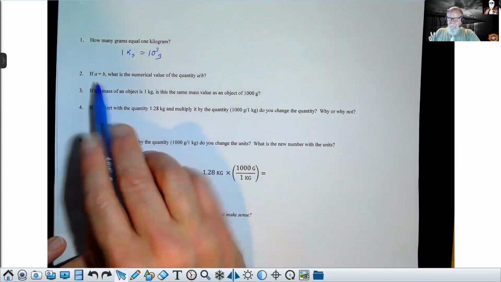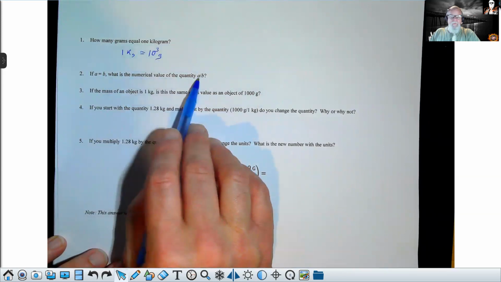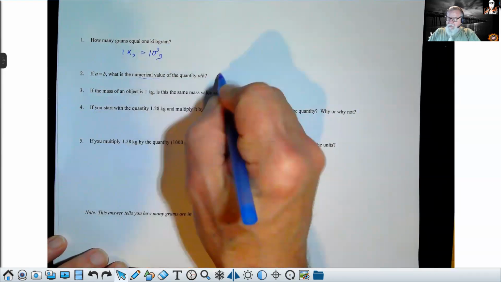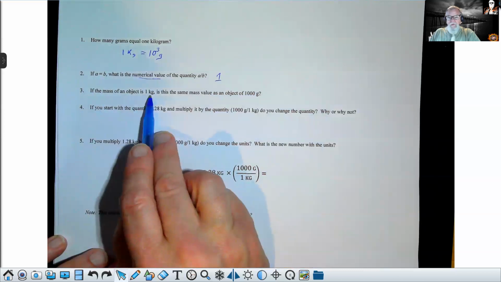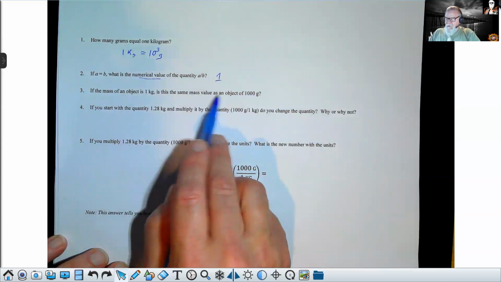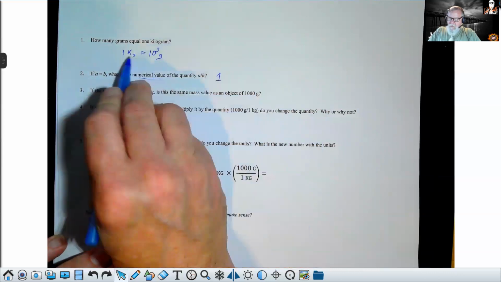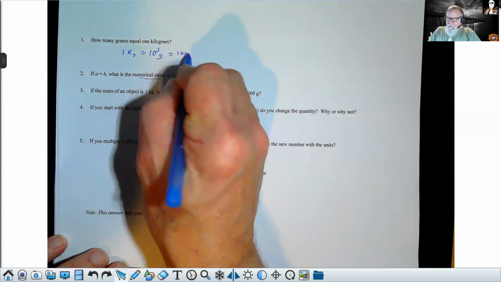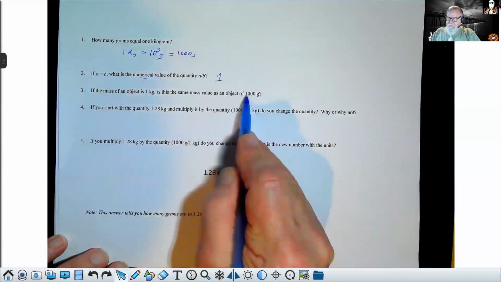Okay. If A equals B, what is the numerical value of the quantity A over B? Well, I went over that a minute ago. The numerical value is 1. It equals 1, right? If the mass of an object is 1 kilogram, is this the same mass value as an object of 1,000 grams? Well, 1 kilogram equals 10 to the 3 grams, which is equal to 1,000 grams. So yes, 1 kilogram is equal to 1,000 grams.